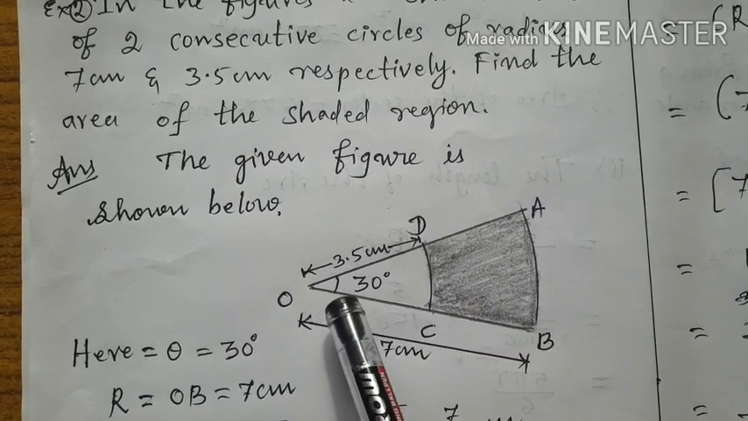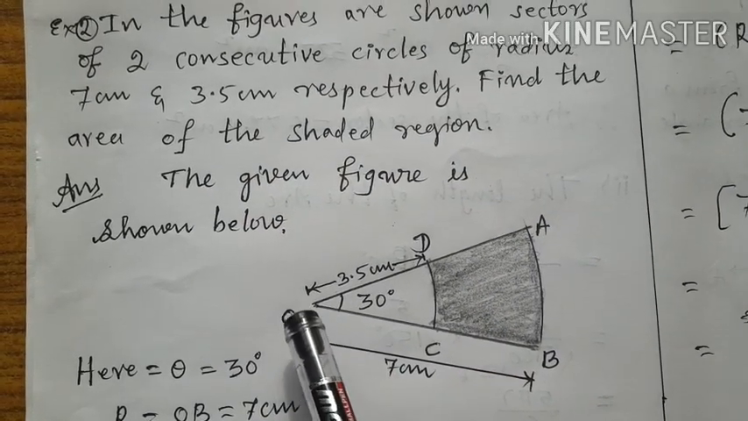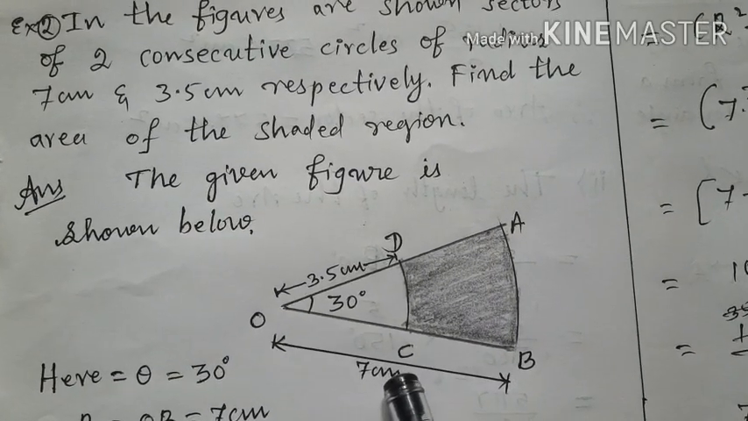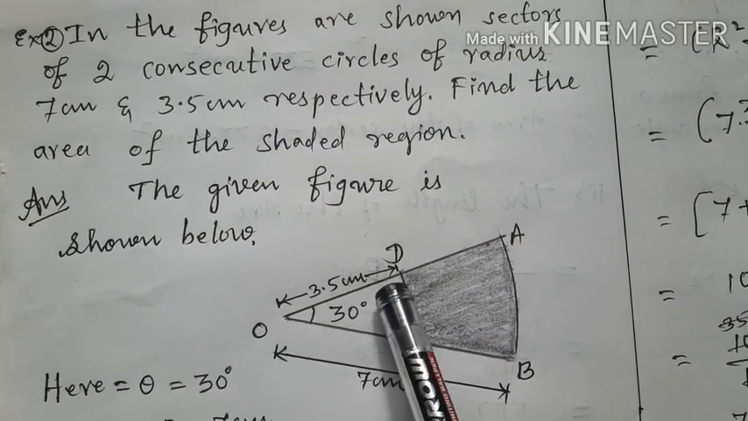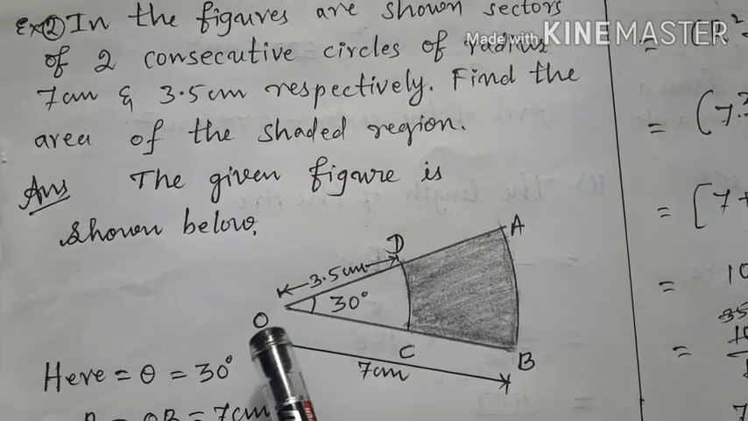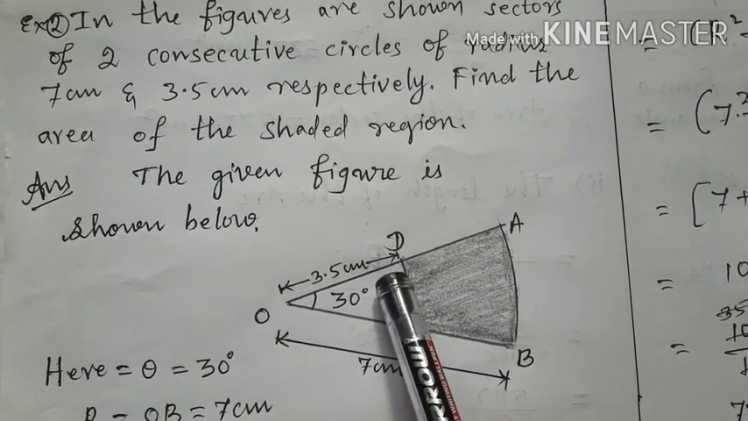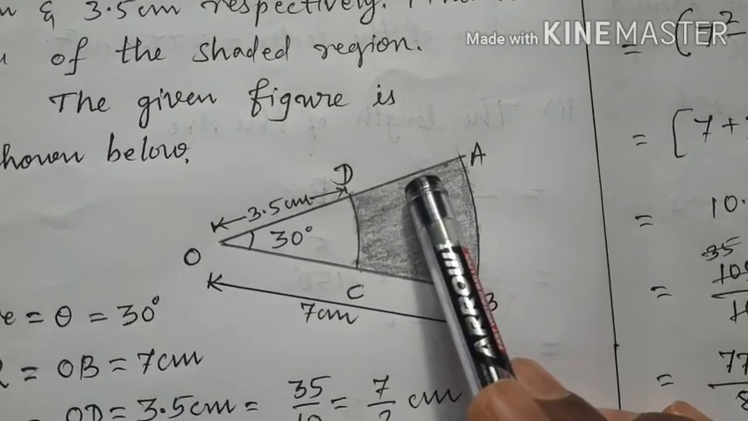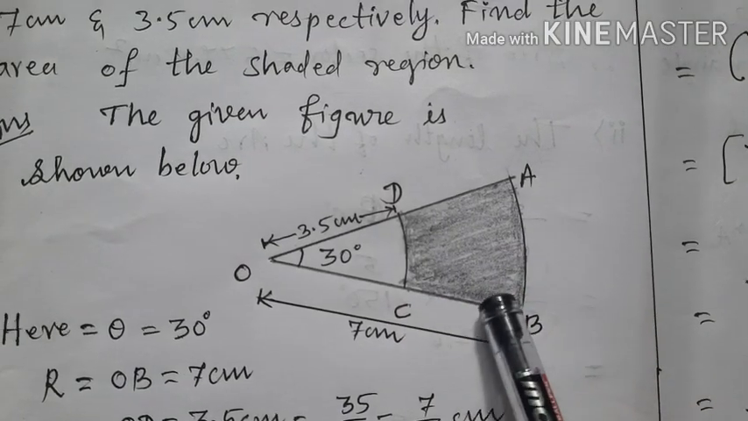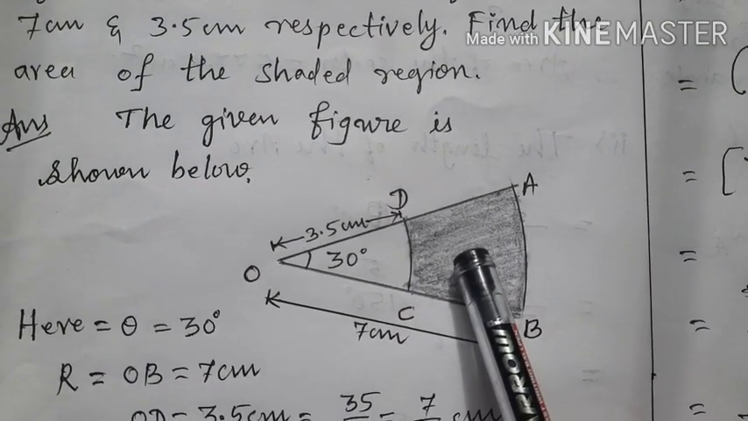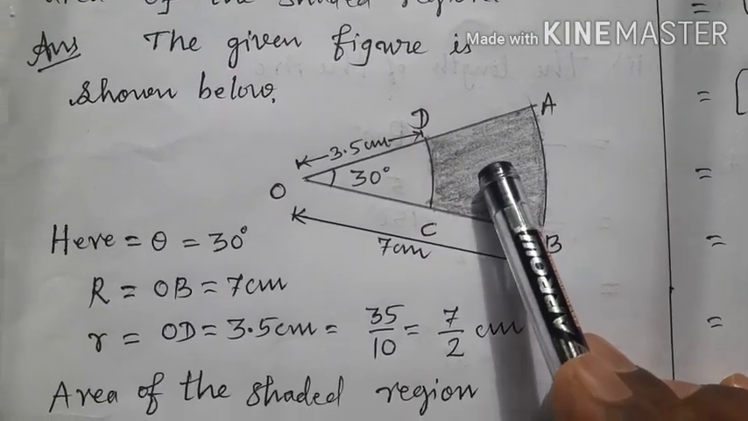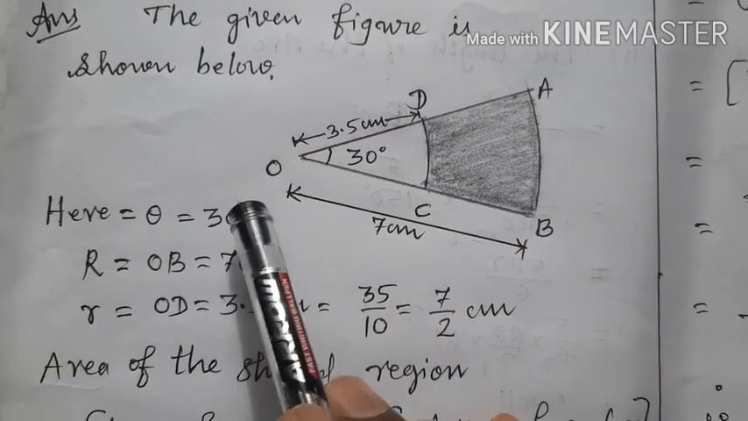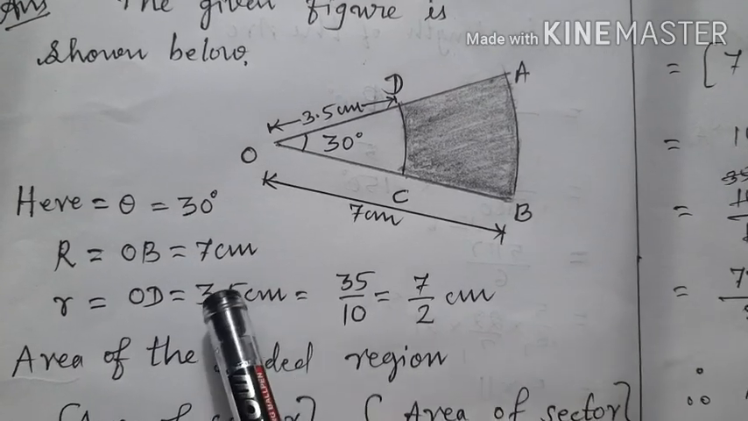Here the sector angle is 30 degree and the radius of the bigger circle or bigger sector is 7 centimeter and the radius of the smaller circle or smaller sector is 3.5 centimeter. And this is the shaded region, and we have been asked to find out the area of this shaded region. Look here children. Here the theta is 30 degree. I take capital R is equal to OB, that is 7 centimeter.